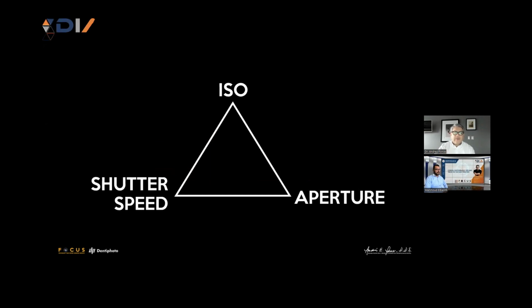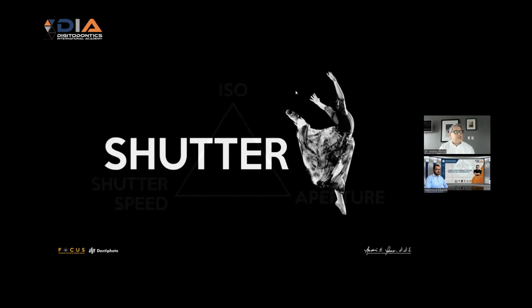Let's go there. The first one is going to be shutter or shutter speed. Usually you're going to find this as a number like a fraction. The meaning of this is that we're talking about a fraction of a second. For example, this one should be 125 parts of a second. So it's a small piece of time, basically.